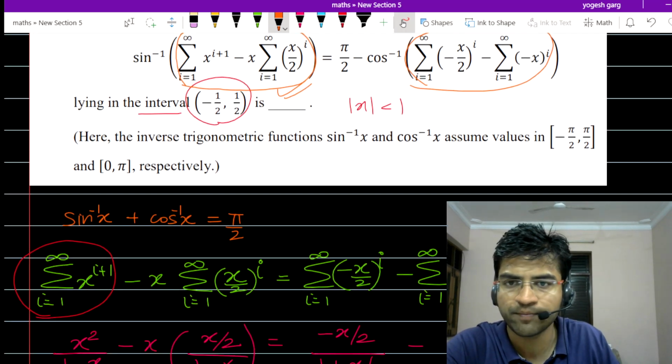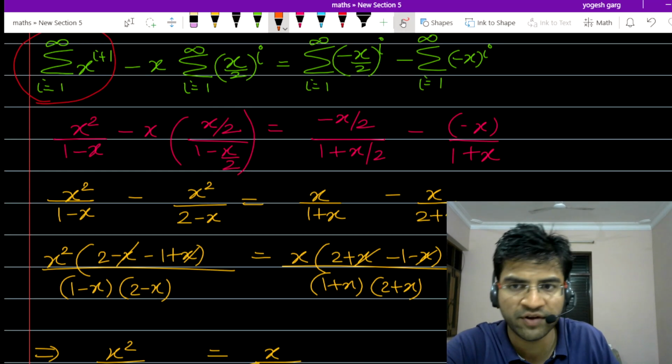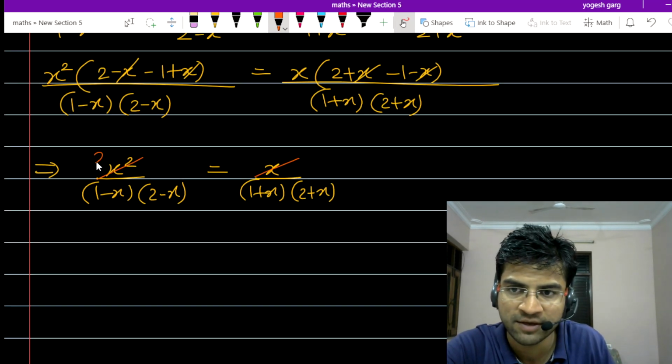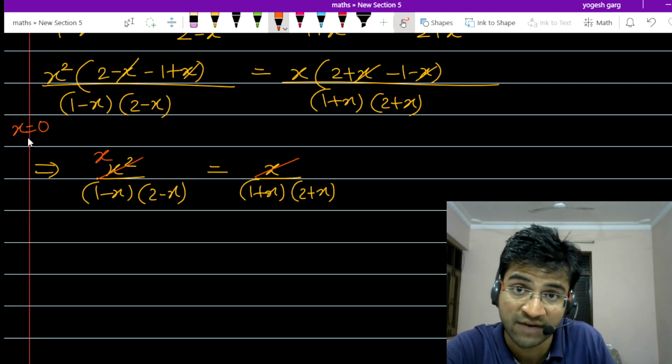X can be equal to 0. It will not affect any of the expression. So, yeah, x is equal to 0, and remove this. So there is one solution, x is equal to 0. Let us check for others as well.